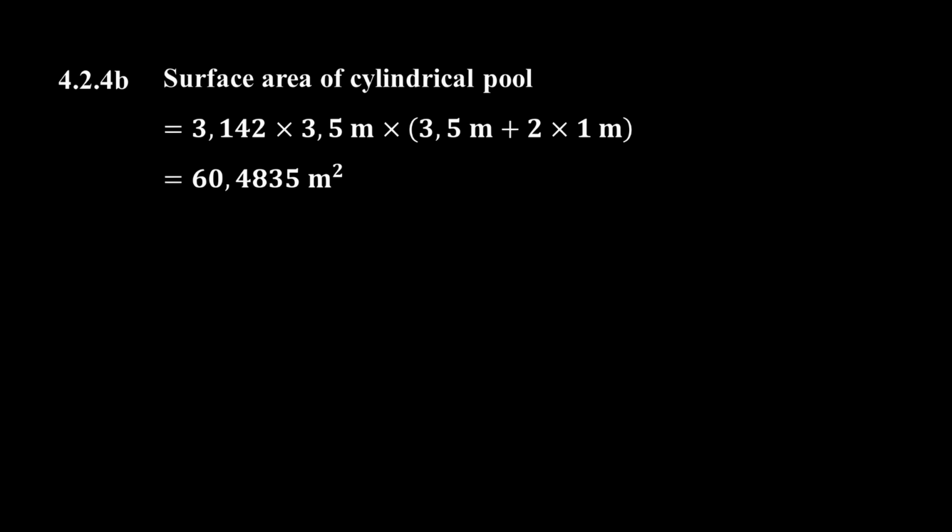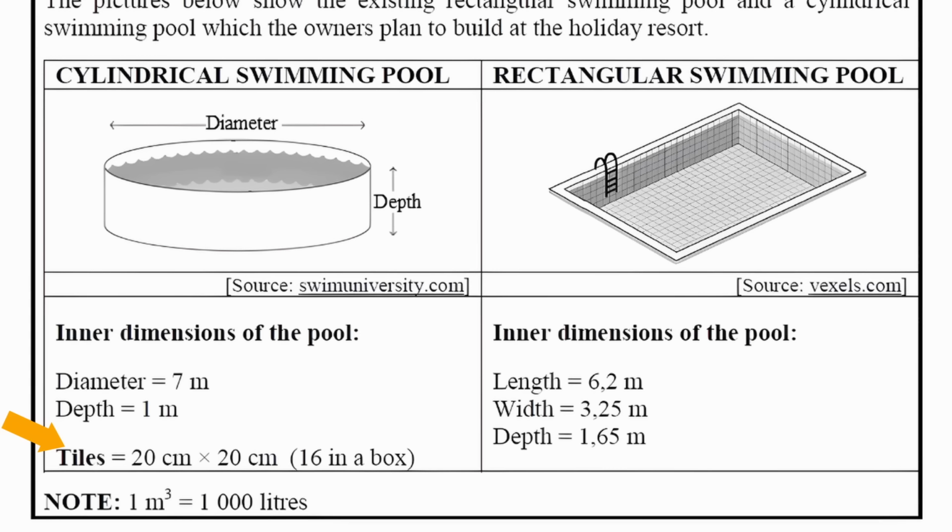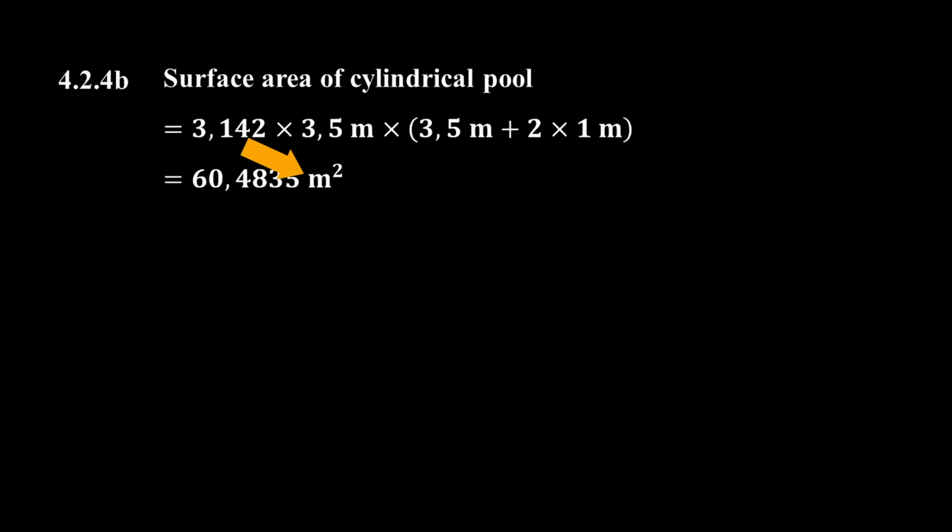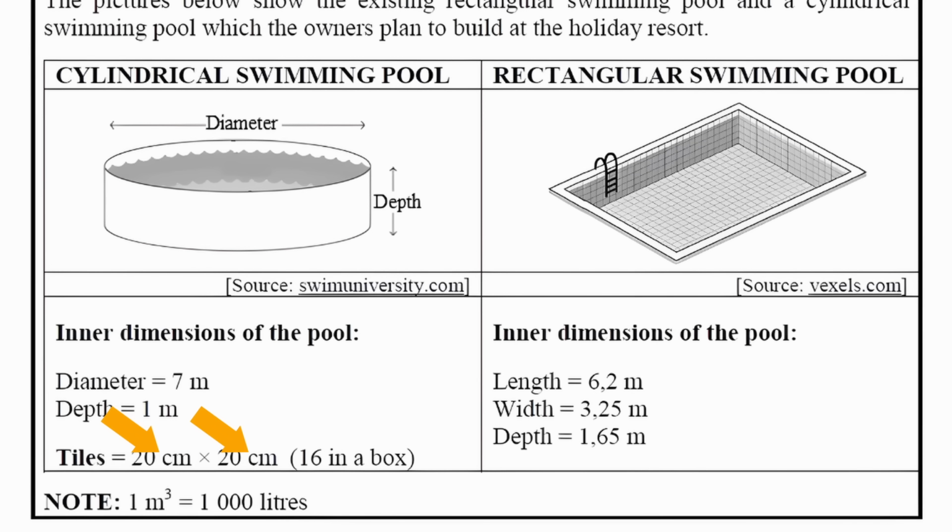Next, we divide the total surface area of the pool by the dimensions of one tile that is given in the information provided. We should note that we just calculated the surface area in square meters, while the dimensions of the tile is given in centimeters.